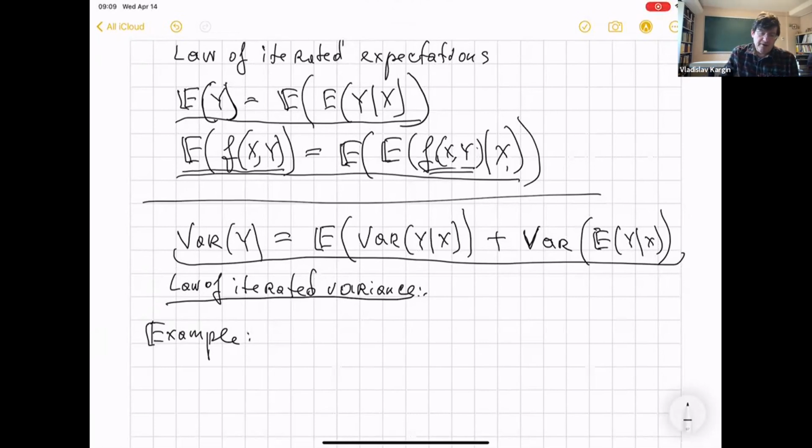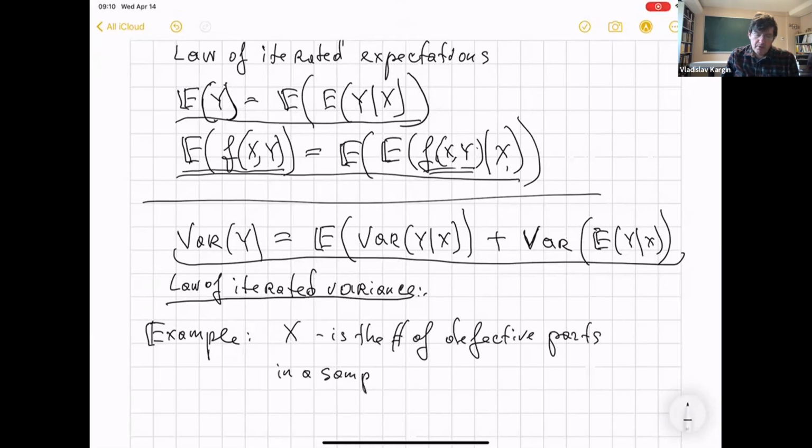And it's like the problem like this. We have a control of the quality, and we want to figure out something about the defective parts, about the number of the defective parts. So in here we have a situation that X is the number of defective parts in a sample of n equals, say, 20 parts.